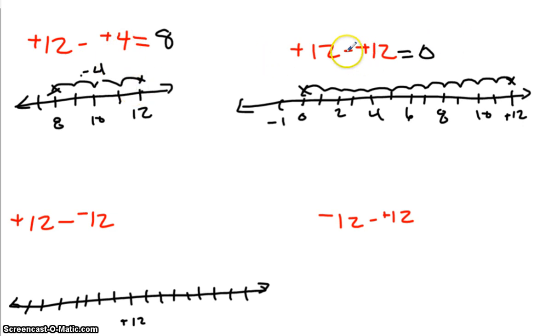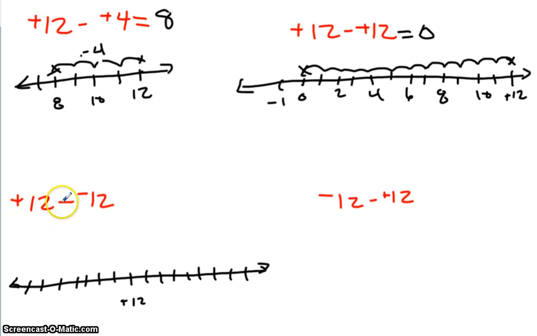Over here, I moved to the left 4 places because both numbers are positive. Well, now I have a positive minus a negative. And so I'm going to start at negative 12, and subtraction means we move to the left, but then we have this negative here, and it also means that we should move to the left.